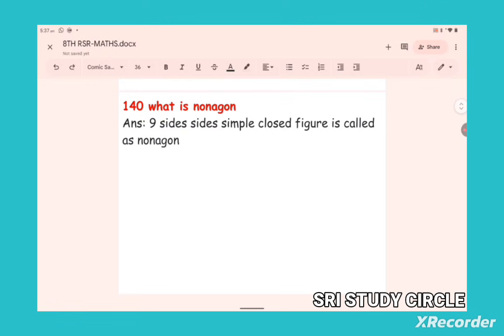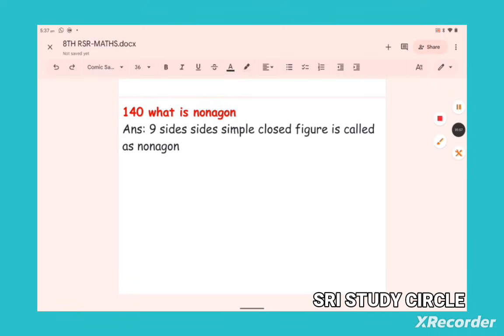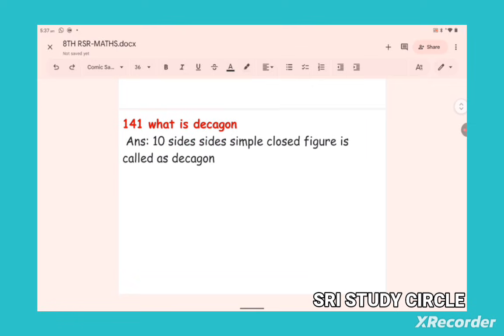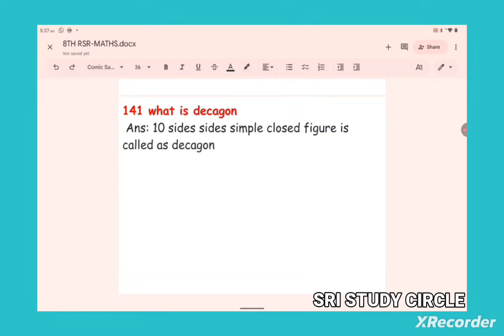What is nonagon? A closed figure with 9 sides. A closed figure with 9 sides is called nonagon. Now decagon. Next question, what is decagon? A closed figure with 10 sides. A closed figure with 10 sides is called decagon.